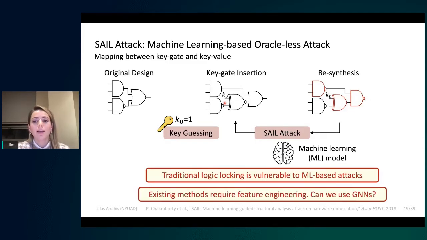However, SAIL requires some feature engineering to encode the circuit into a form which is expected by the machine learning model. This motivated us to work on machine learning on circuits. And since it was using feature engineering, we started to think, okay, can we use GNNs to do this automatic encoding for us and solve more complex tasks?